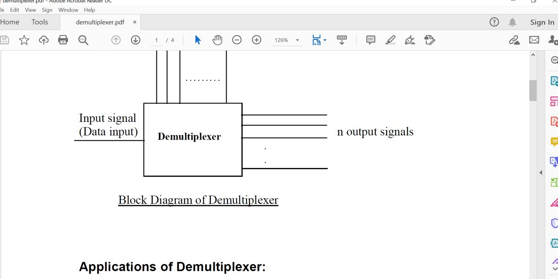Since there are n selection lines, there will be 2 to the power n possible combinations of zeros and ones. So each combination can select only one output. If you consider here a 1 to 4 demultiplexer, then it will contain one input, 2 selection lines and 4 outputs.